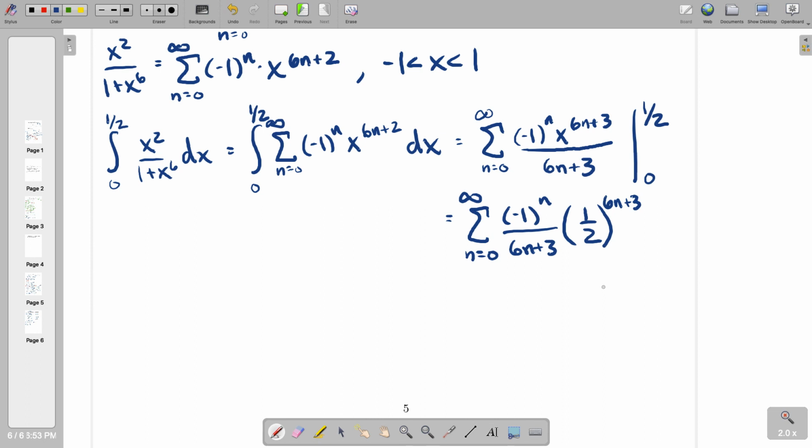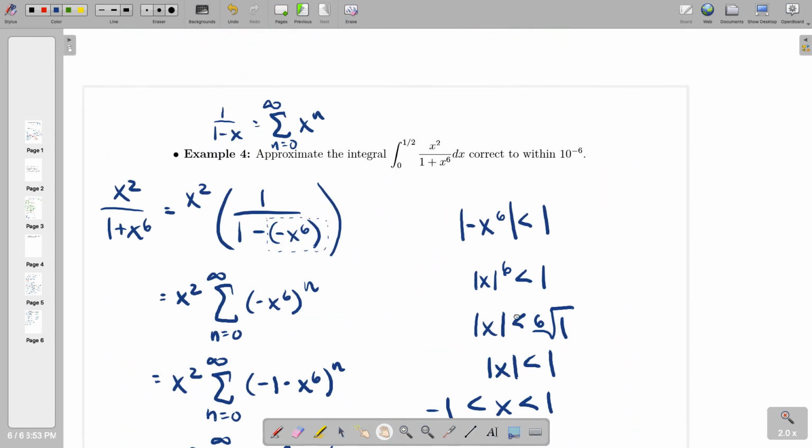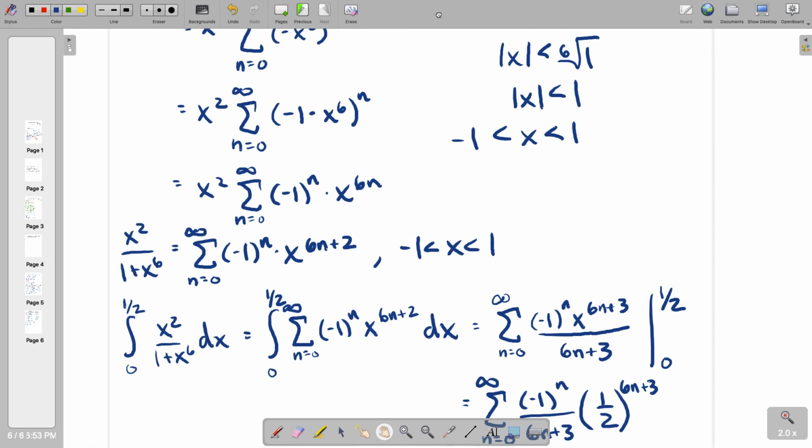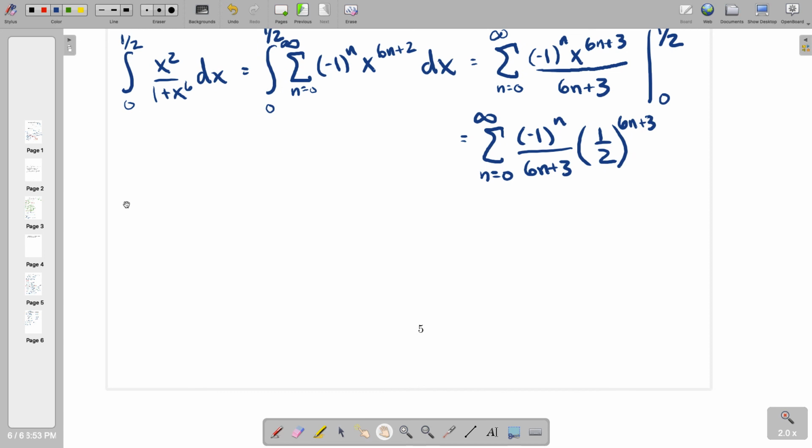So now they asked us way at the top to estimate this within 10 to the negative 6. So we want that estimate. And the thing that we should take note of right away is that this is an alternating series. So remember, with alternating series, we continue to add and subtract until we get terms that have a size that's smaller than the desired error, and then we keep all the terms that came before that.